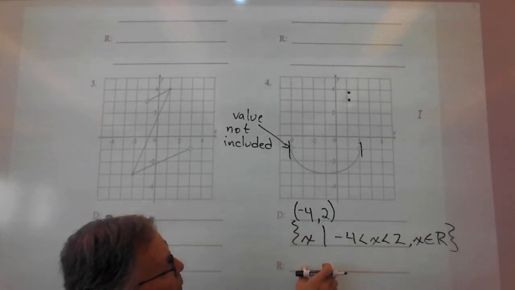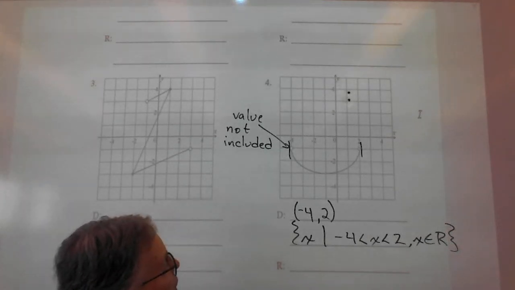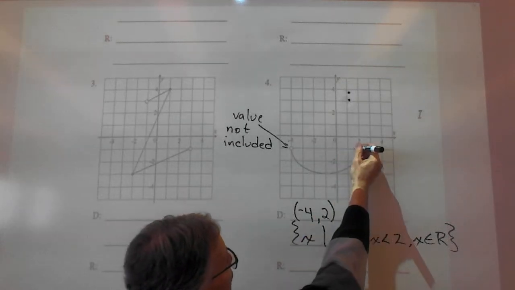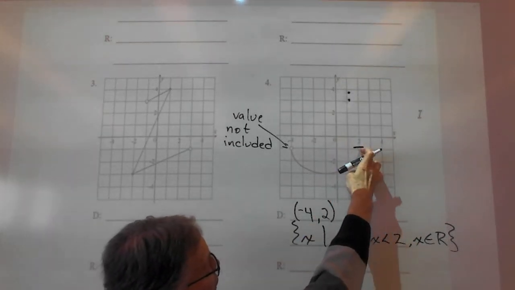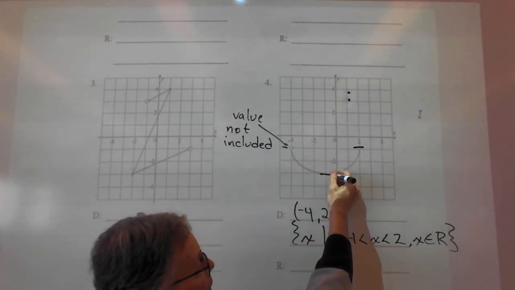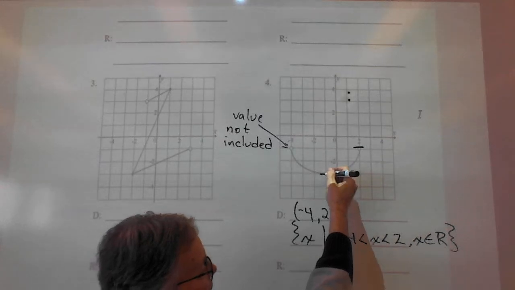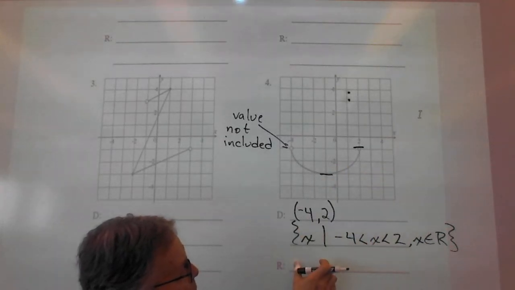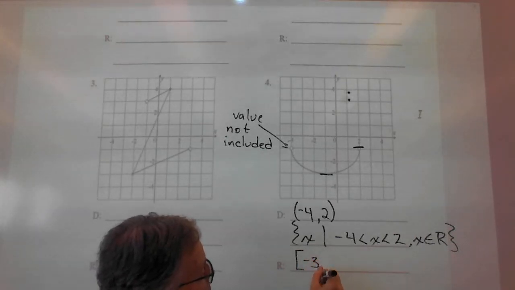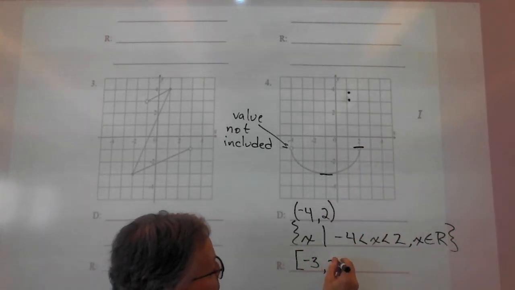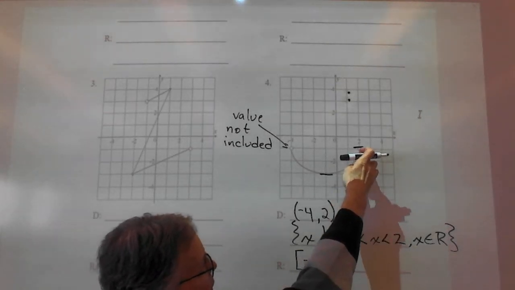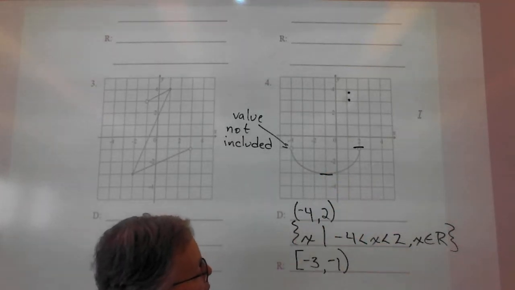Okay? For our range, it's a little bit different because our highest value for the range is at negative 1, and since again we have an open circle, it's not included. But our lowest value at negative 3 is included. So this is where we're going to have that weird thing where one of our brackets is square and the other one is round, because negative 1 isn't included, but negative 3 would be.